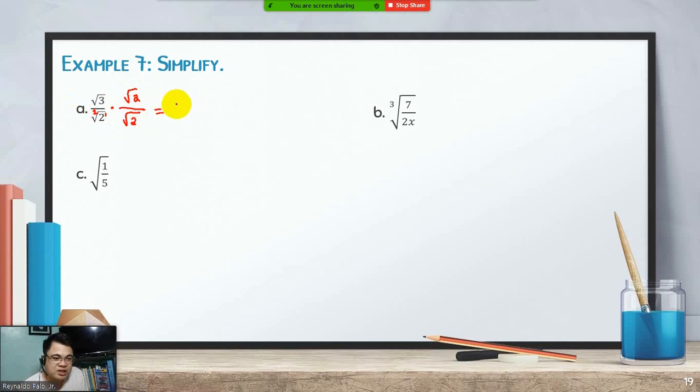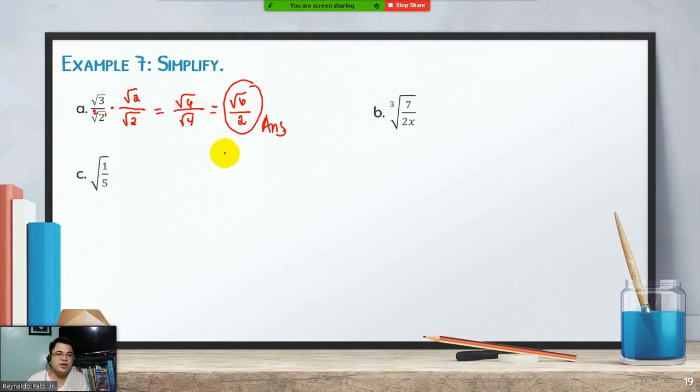Square root of 3 times square root of 2 is square root of 6, over square root of 2 times square root of 2 is square root of 4. Square root of 6 cannot be simplified anymore. But we can simplify square root of 4. Square root of 4 is already 2. Therefore, this will serve as your final answer. It's now the rationalized expression. Alright, so as you can see, from having a radical denominator, we are able to remove it by applying the process of rationalizing the denominator.